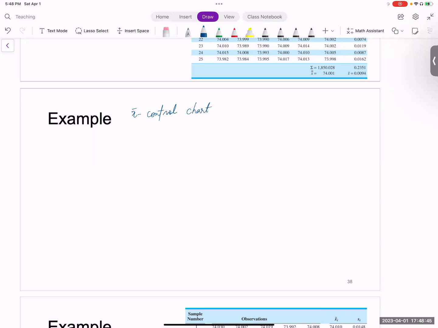is written as UCL equal to X double bar plus A3 times S bar. X double bar and S bar, you can see on the top right corner, are given to you. If you plug them in, and if you estimate A3 from the table, you'll get 74.014. The center line is just X double bar, which is 74.001. And LCL is X double bar minus A3 times S bar, which is 73.988.